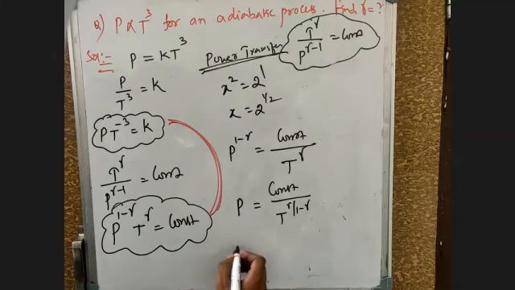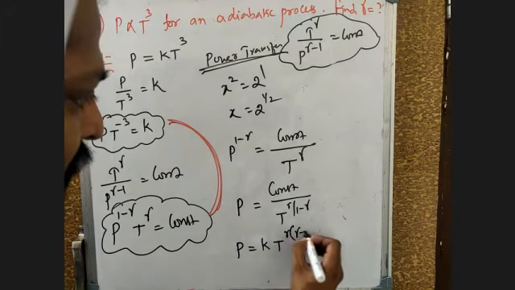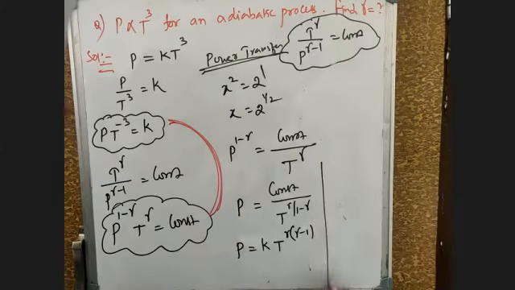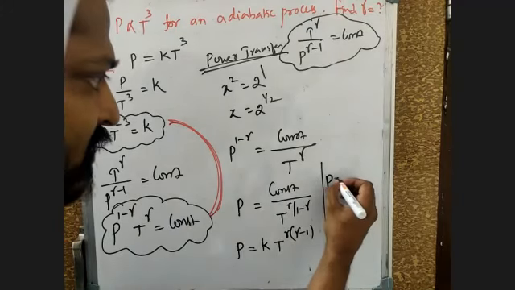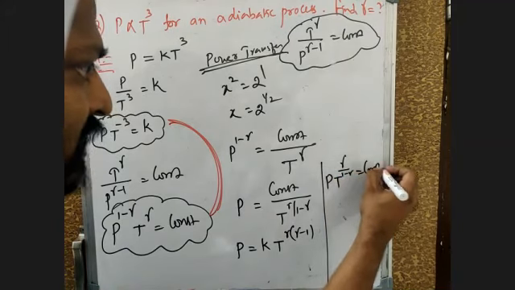So p is equal to some constant k into t to the power of, if I am taking the term above, that will become gamma divided by 1 minus gamma. Or else I can even write otherwise here itself. P, this I can take here directly. This one is t to the power of gamma by 1 minus gamma is equal to constant. No problem.